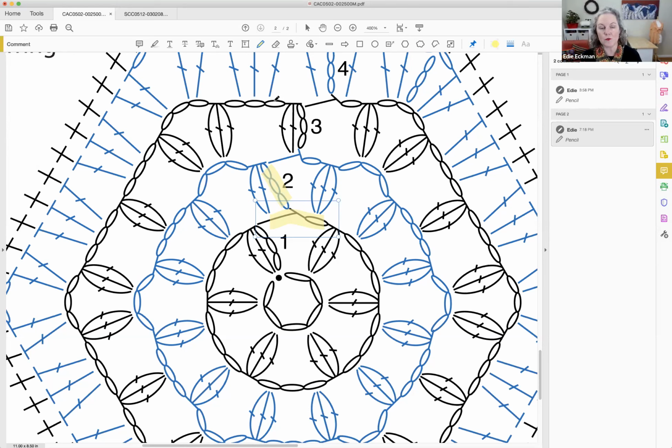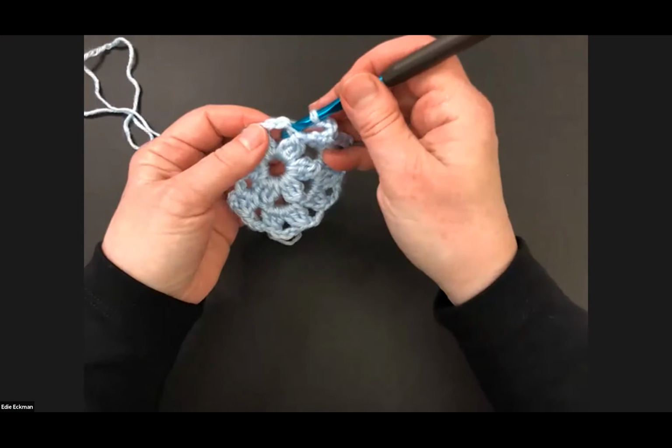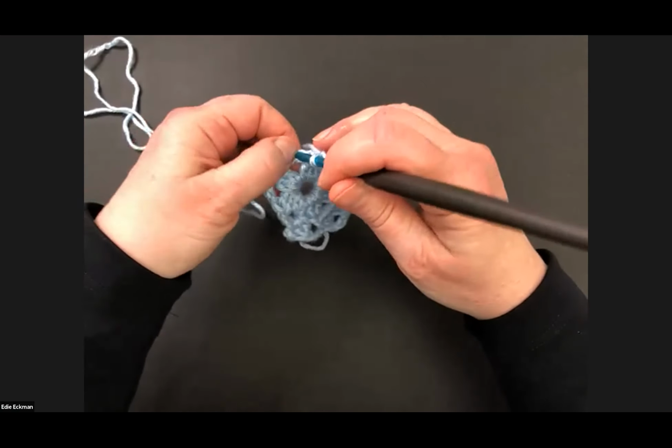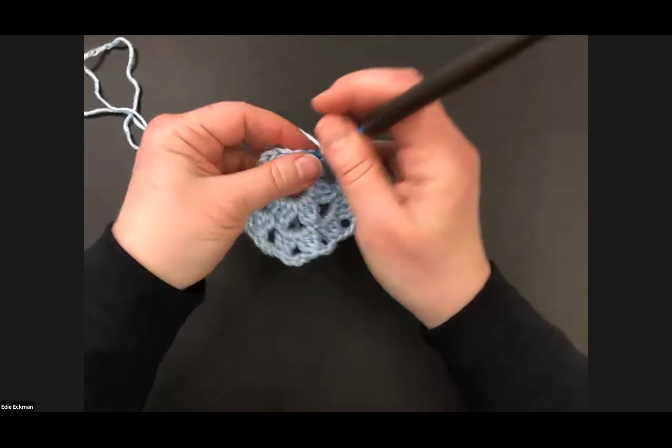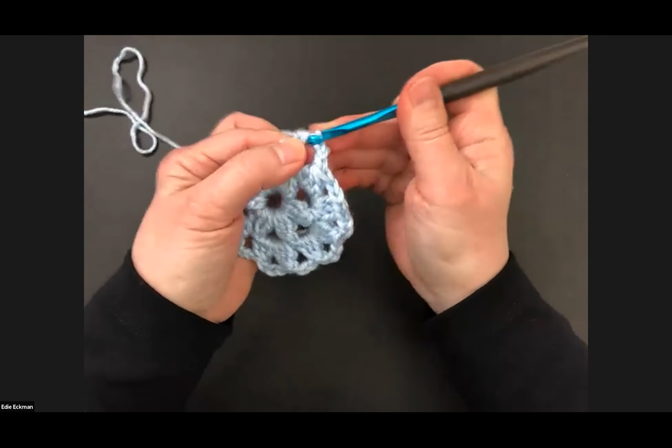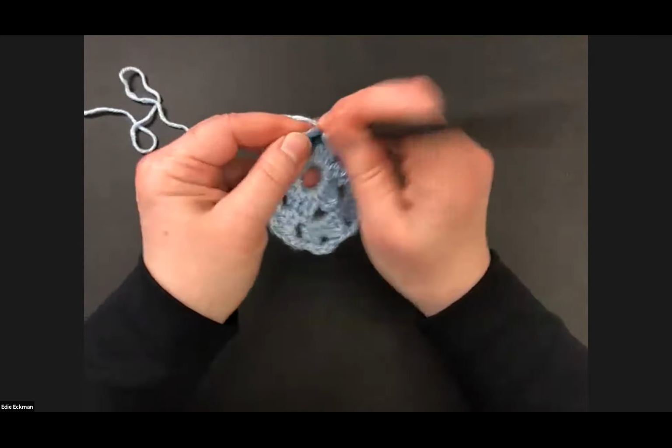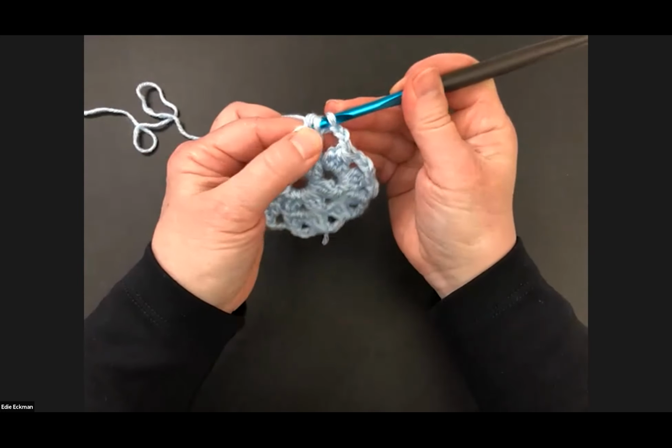Just like if you are reading a text pattern, it's going to almost always say work into the chain space rather than into the chain, because that would be really hard to dig down in there and work into the chain itself. So thank you for asking that, and do please keep asking. I can't keep track of the chat, so Bianca has to call it out to me.